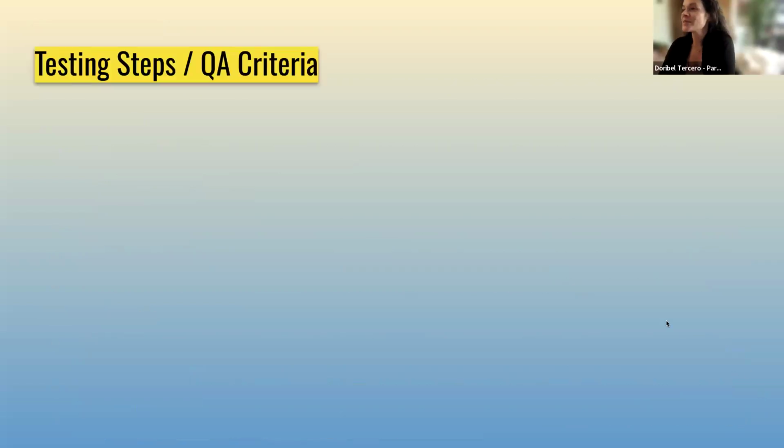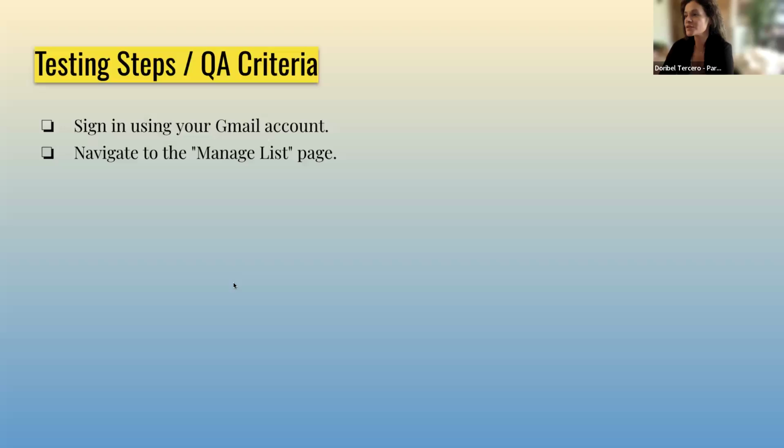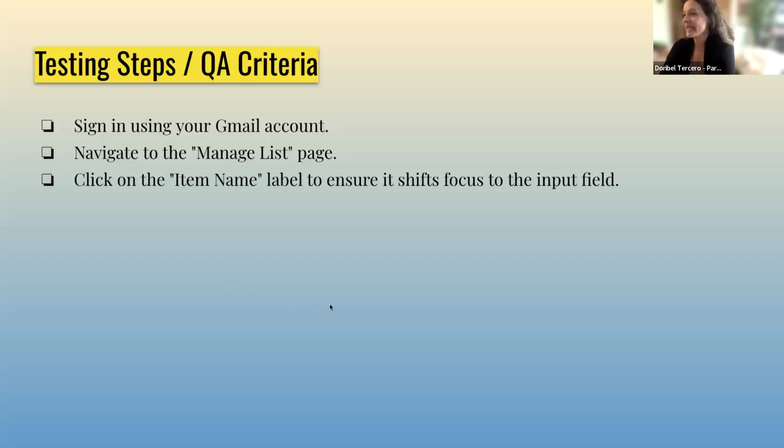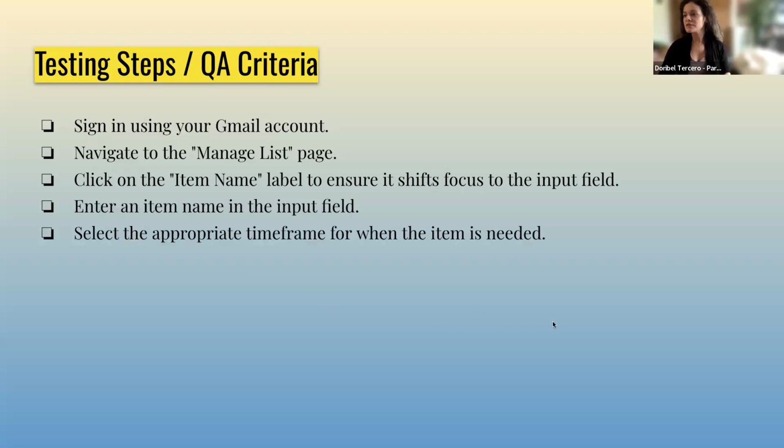Thank you, Stacy. So next we're going to move on to the testing steps and quality assurance criteria. I'm going to be demoing this next, but first, as usual, you sign in using your Gmail account. You navigate to the manage list page. You click on the item name label to ensure it shifts the focus to the input field. Enter an item name in the input field.